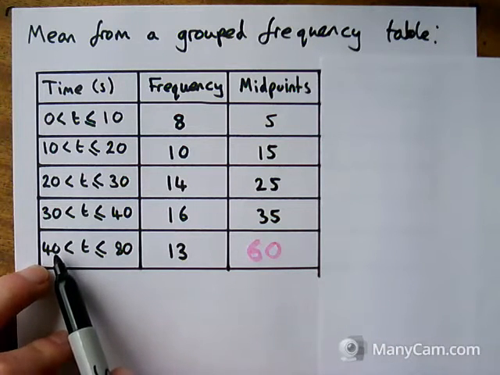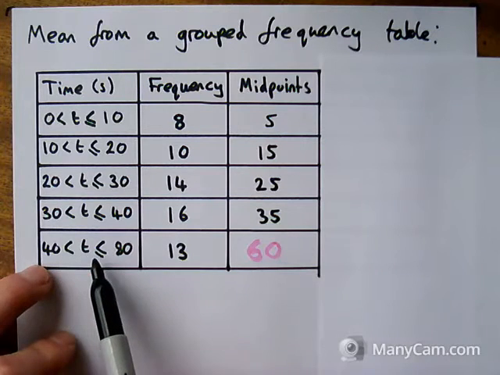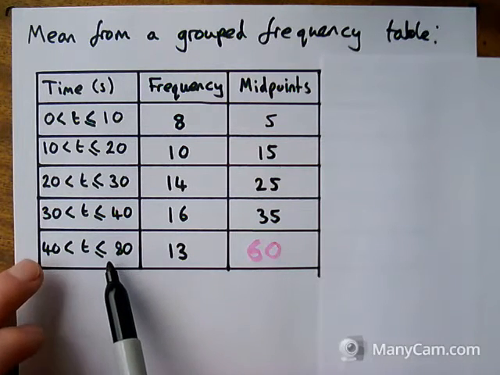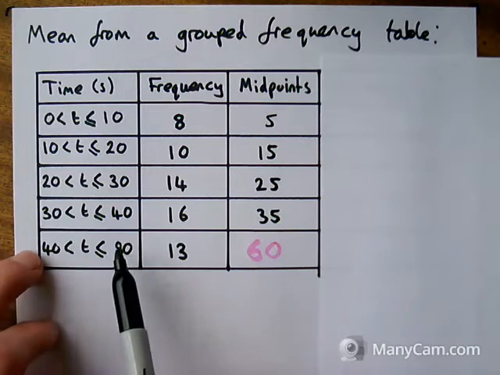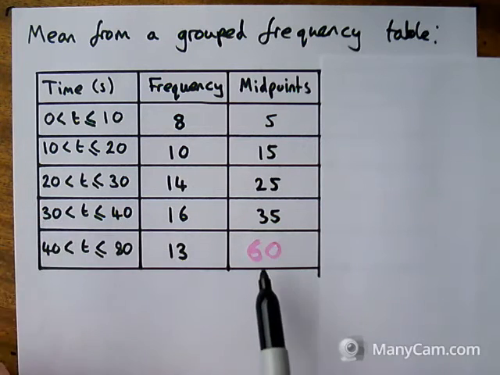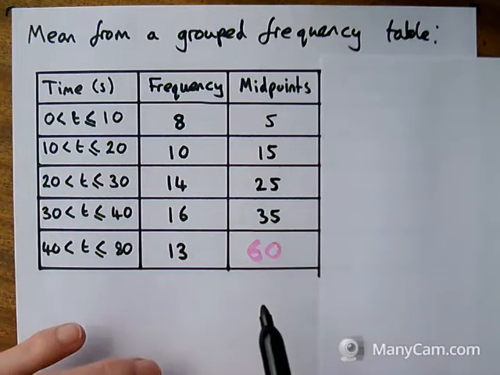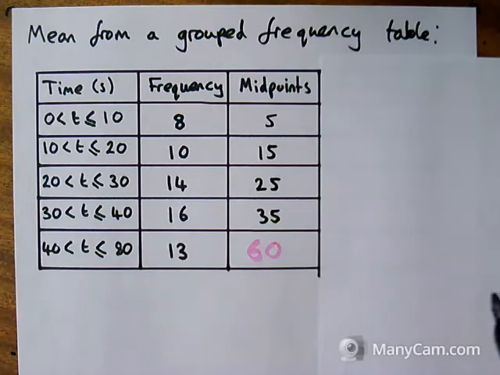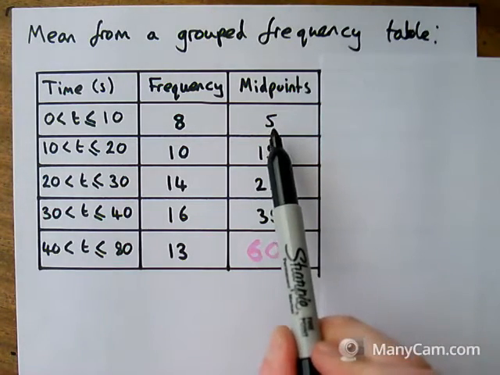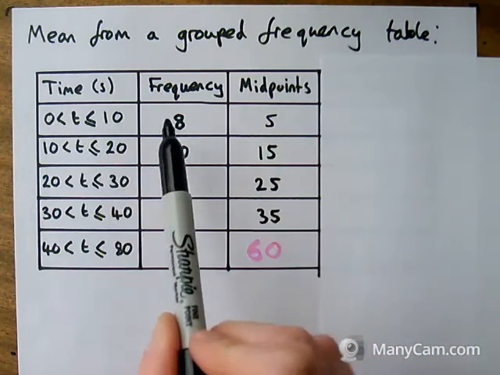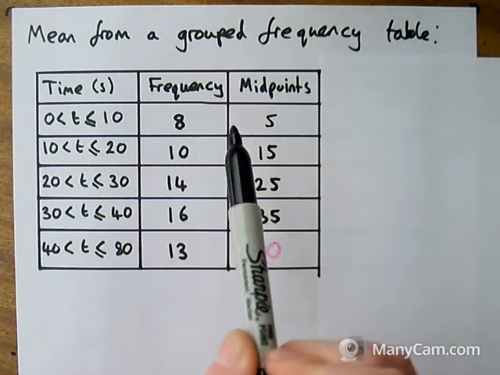So be very careful if you see a group that's got a wider gap. So here we've got a gap of 40 rather than a gap of just 10, so my midpoint is going to be slightly different how I work it out. So now we've got an estimate for our number that's in this group, and we've got our frequency.